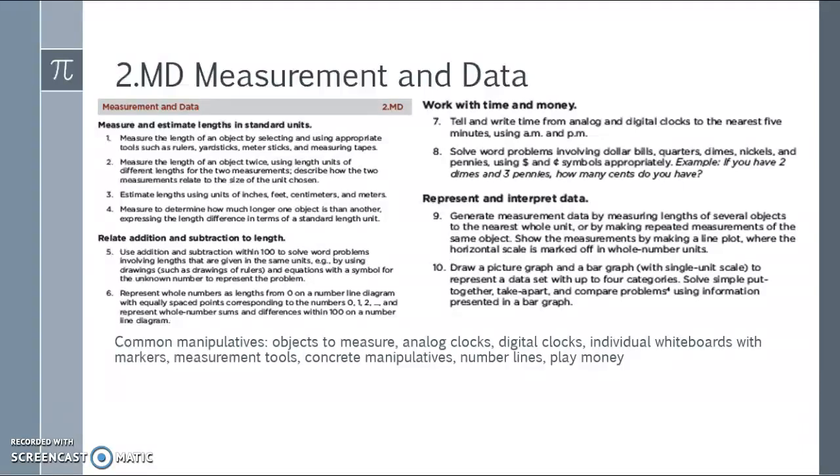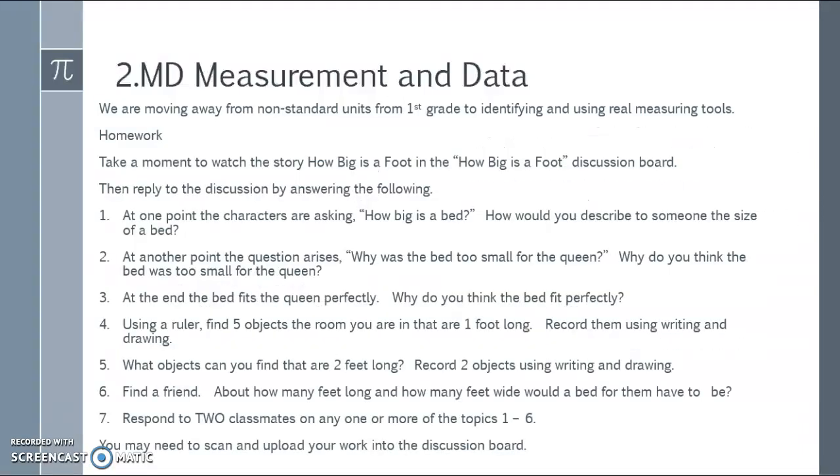But it also gives us an opportunity to see how standards are built from year to year and how they build on each other. So we're going to move away from non-standard units from first grade to identifying and using real measuring tools.